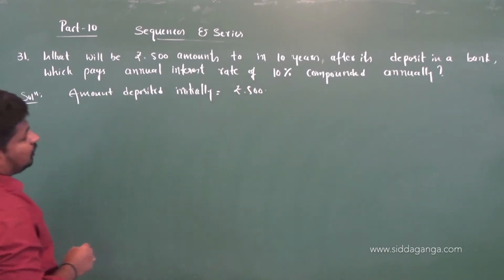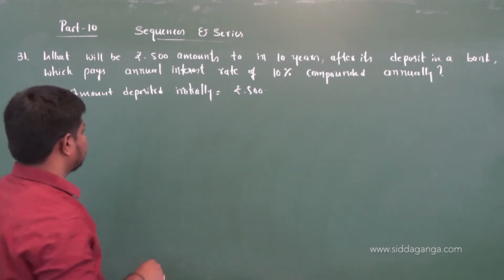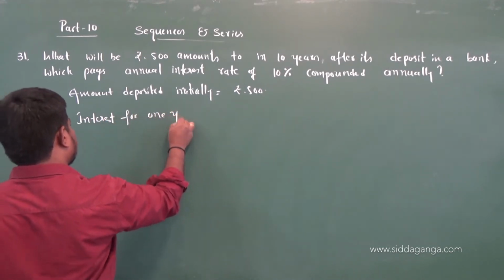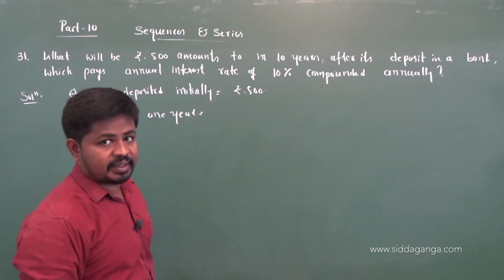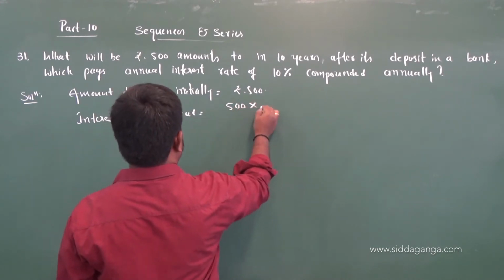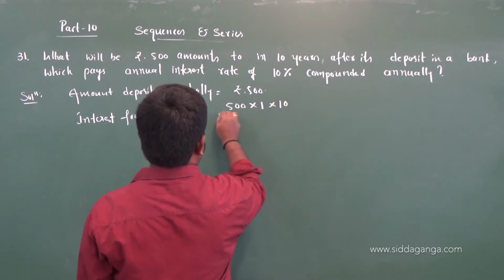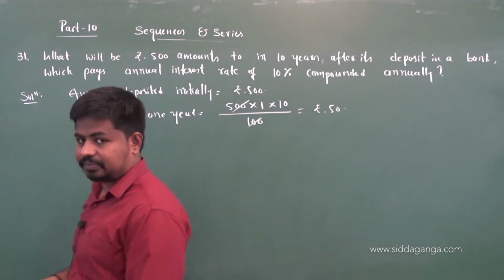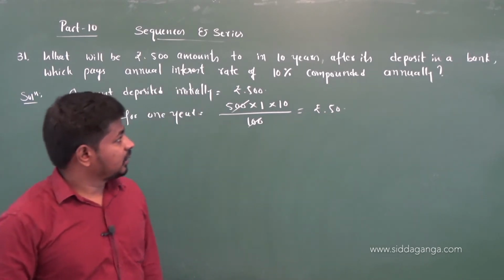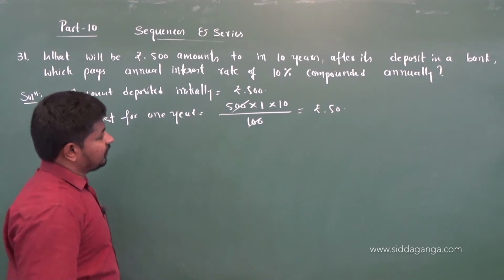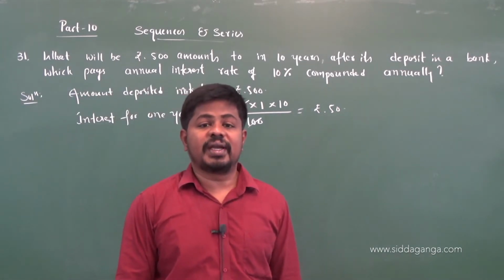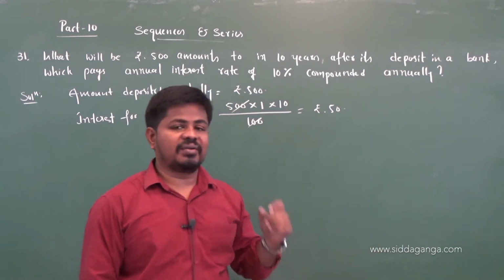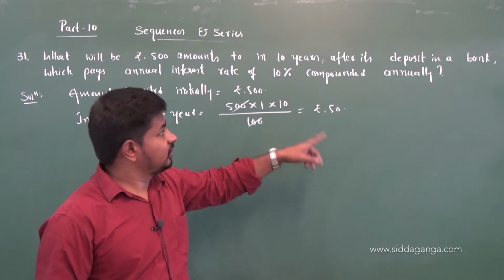Okay. So now let me calculate interest for 1 year, right? So let me use the formula PTR by 100, P means principal amount, that is 500 into time 1 year into R 10% divided by 100. So you get rupees 50 is interest after 1 year, right? So interest after 1 year is equal to rupees 50. So at the end of first year you get an amount of 500 plus 50, you get 550. So amount is increased by 50 rupees, so amount will be 550.